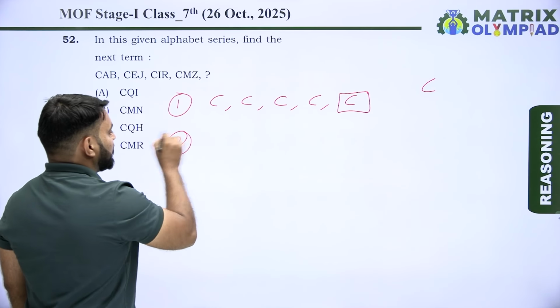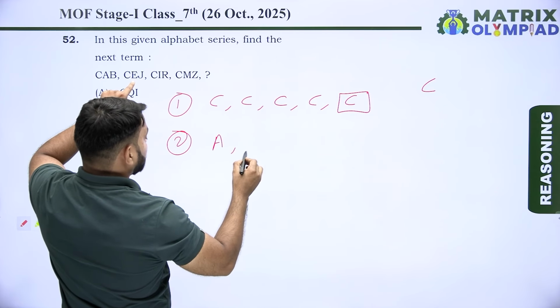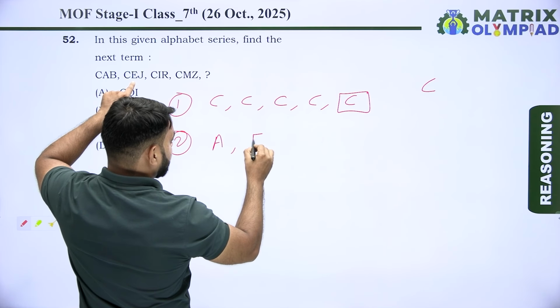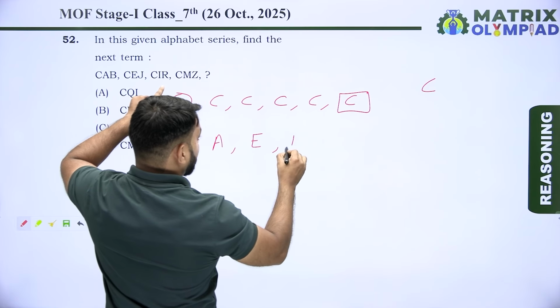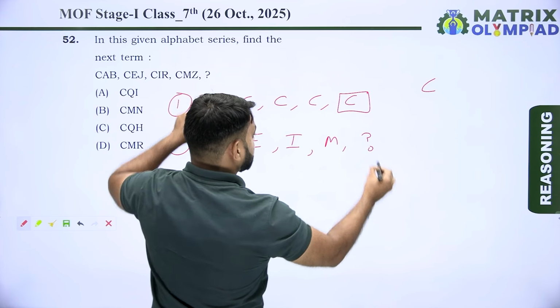Now taking the second alphabet of each term. The second alphabet of the first term is A, of the second term is A, the second alphabet of the third term is I, after I next is M, after M next is missing.